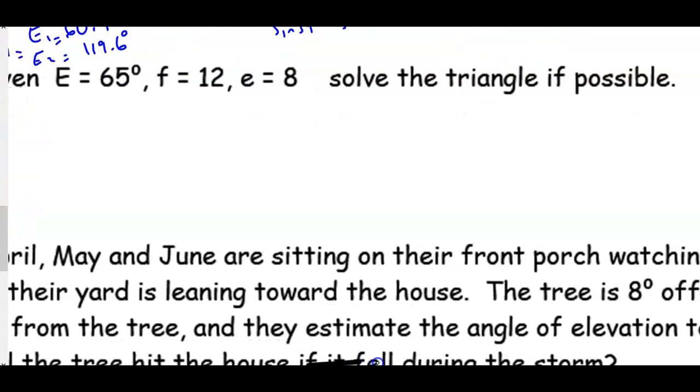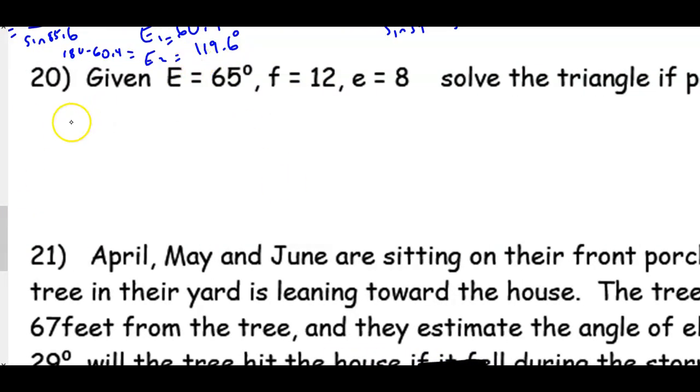One triangle, solve if possible. Let's see here. E, F, G. E is 65. Little f is 12, and E is 8. Just hit a button, Morty.